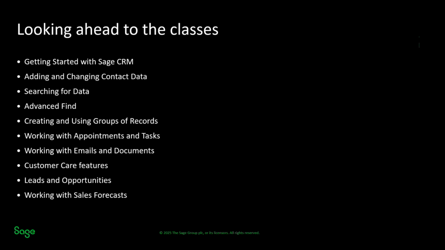We'll go on then and look at the idea of working with appointments and tasks, working with emails and documents, and then going on to thinking about the way in which the core modules within Sage CRM, such as customer service and sales automation, work before we look at something that is a little bit more of a sophisticated management reporting feature, which is the sales forecasts.